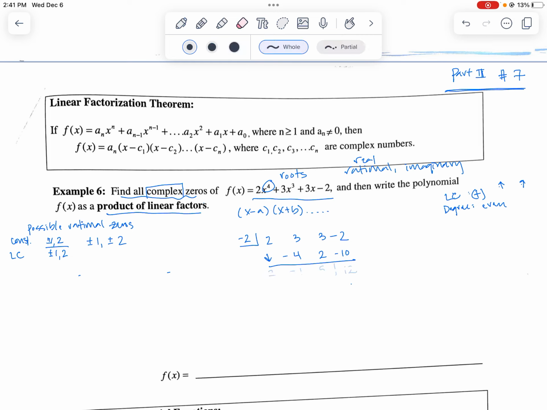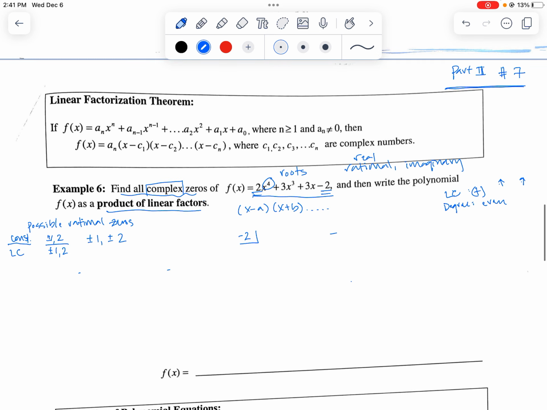What I'd like you to notice is that the possible rational zeros for this function are the factors of -2 over the factors of 2, the factors of the constant over the factors of the leading coefficient. So my possible rational zeros are plus and minus 1, plus and minus 2. There is a little bit of guesswork here, and I'm going to look at -2 and see if that's a root.